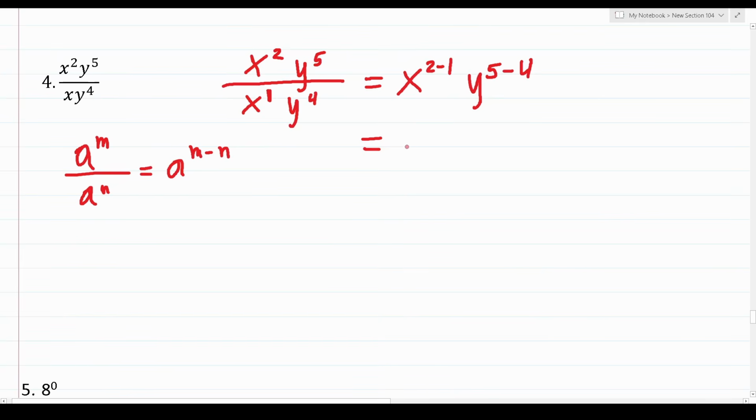Let's keep working this out. This becomes x. 2 minus 1 is 1, so we're not going to express that 1. And then 5 minus 4 is 1. So this simplifies simply to x, y. All right, so that's that one.